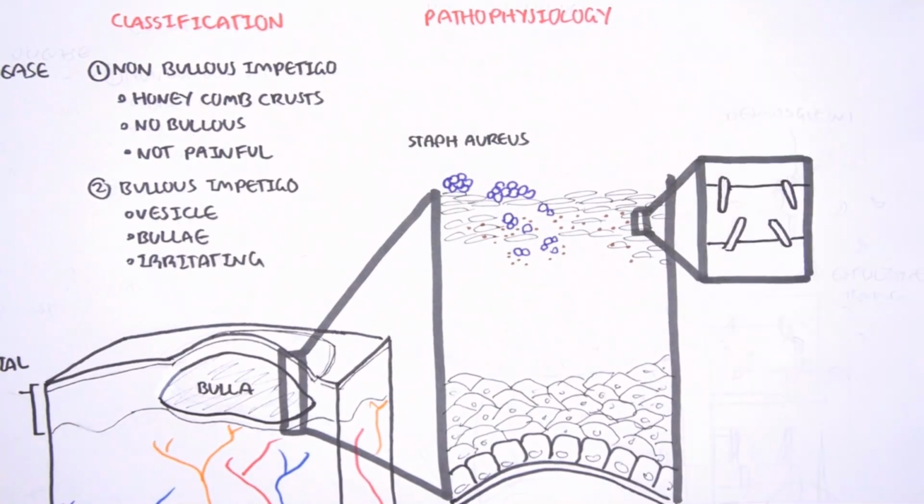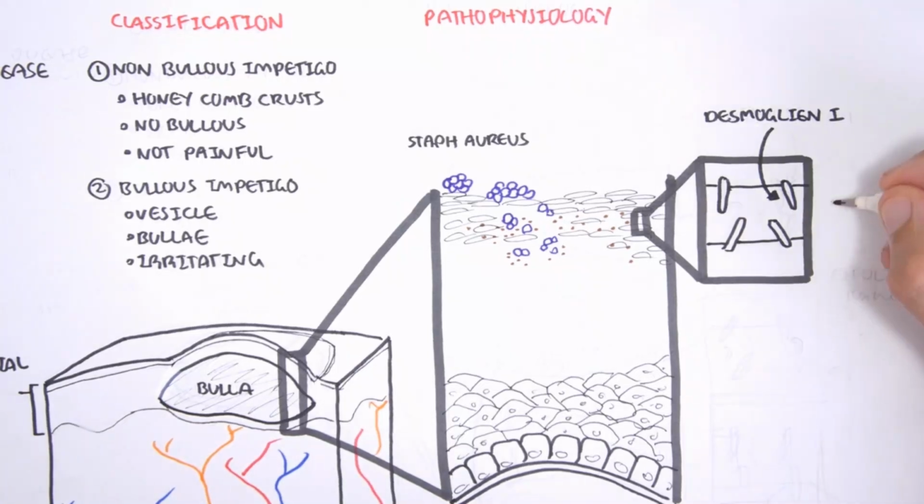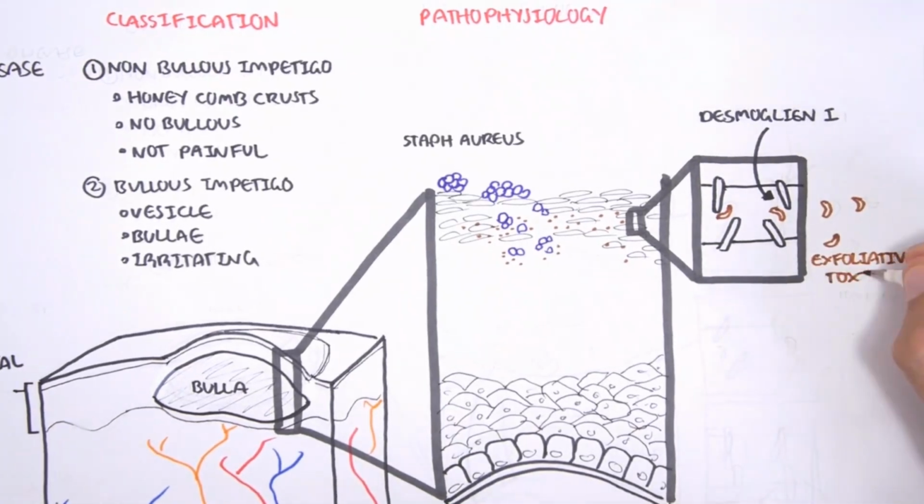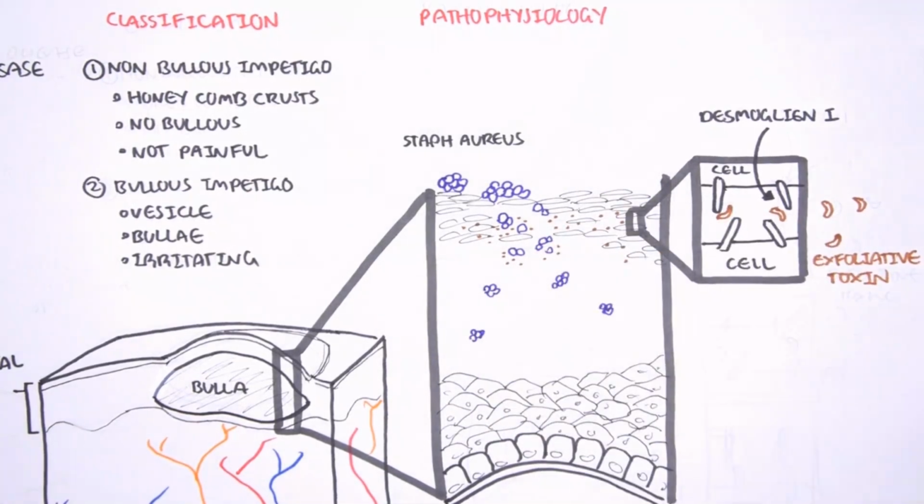If we were to zoom in to the top layer of the epidermis, such as your stratum corneum or your stratum granulosum, you can see that the skin cells are bound together by adhesion proteins called desmoglein 1. What Staphylococcus aureus can do is produce the exfoliative toxins here in brown, which break apart the adhesion proteins, thus disrupting the cell-to-cell adhesion, allowing the bacteria to invade deeper into the epidermis.